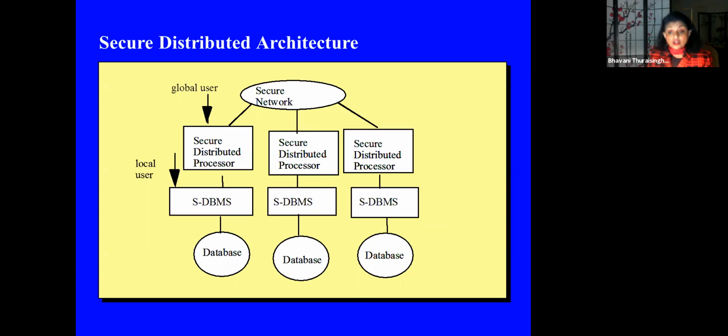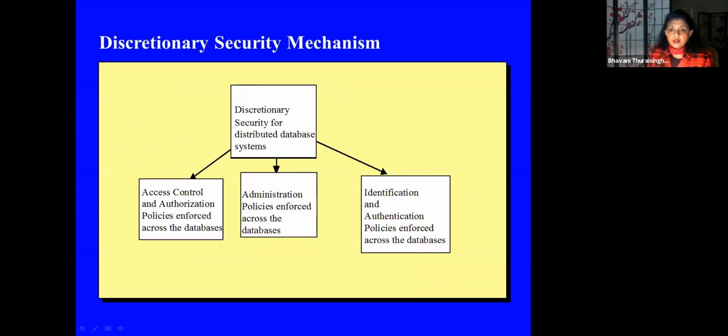Now, secure distributed databases. We are assuming that each site has a secure local database system managing its local data. And then our distributed processor now becomes a secure distributed processor, right? So security is incorporated across all the functions. And then, of course, you have a secure network connecting all the databases. Okay, so what are the functions?